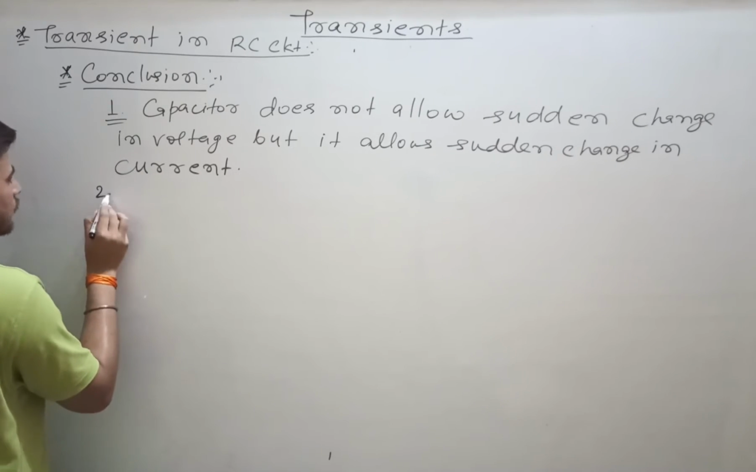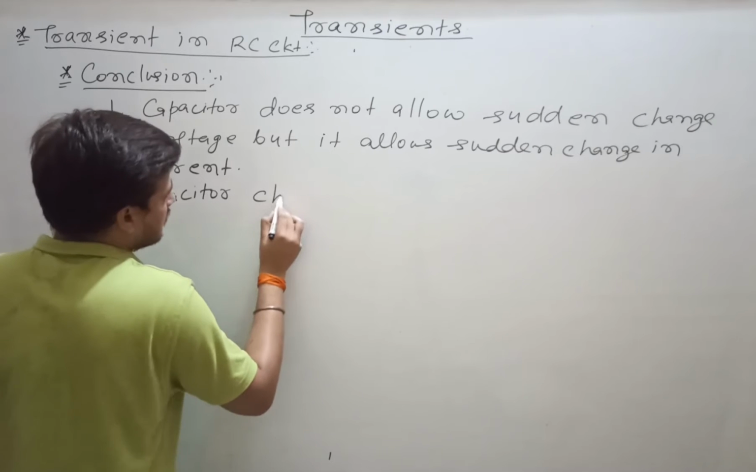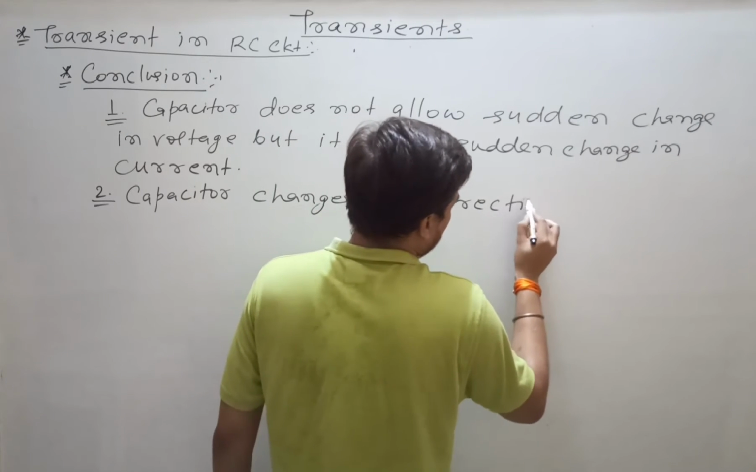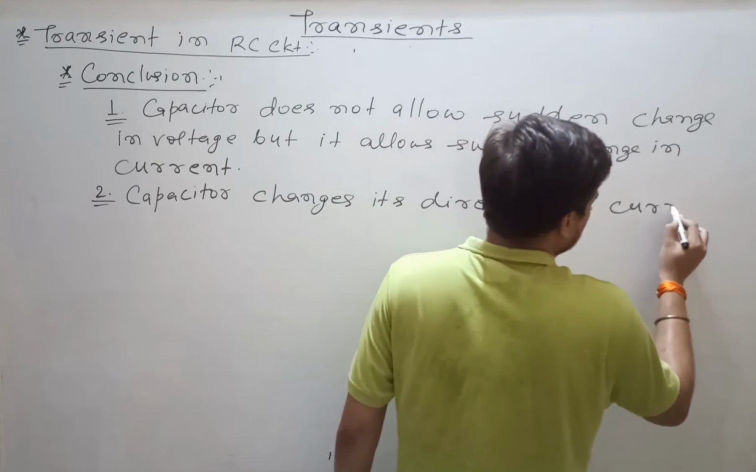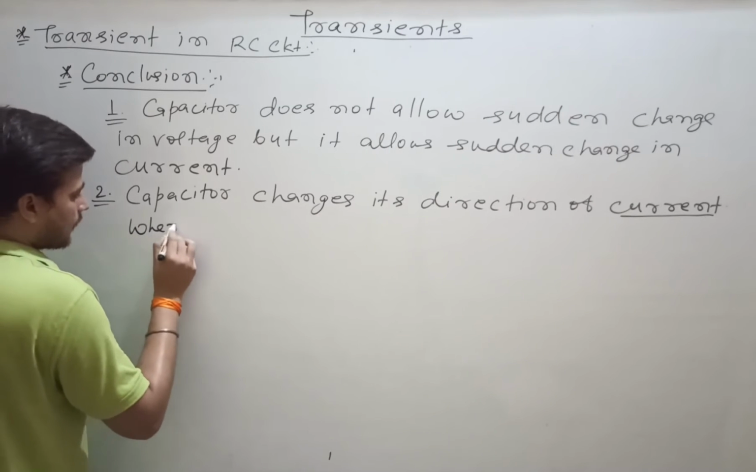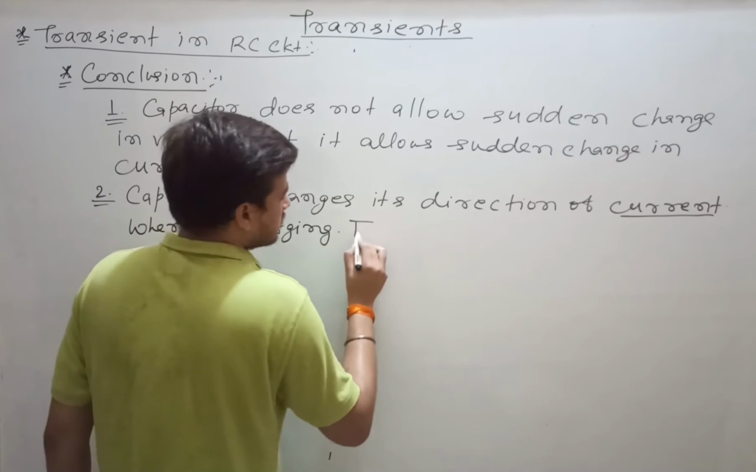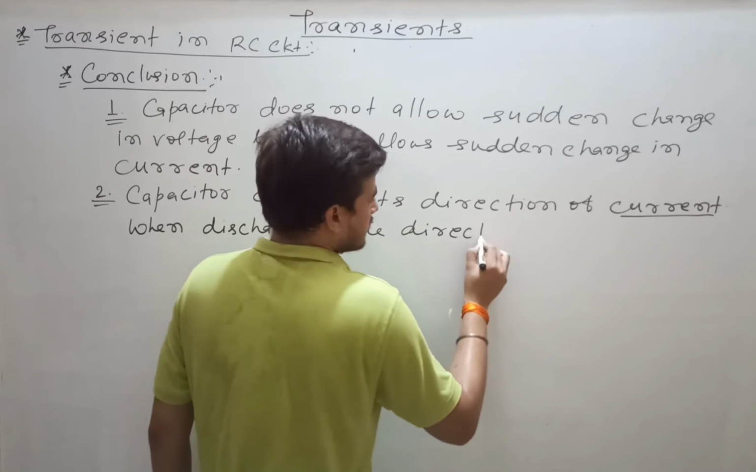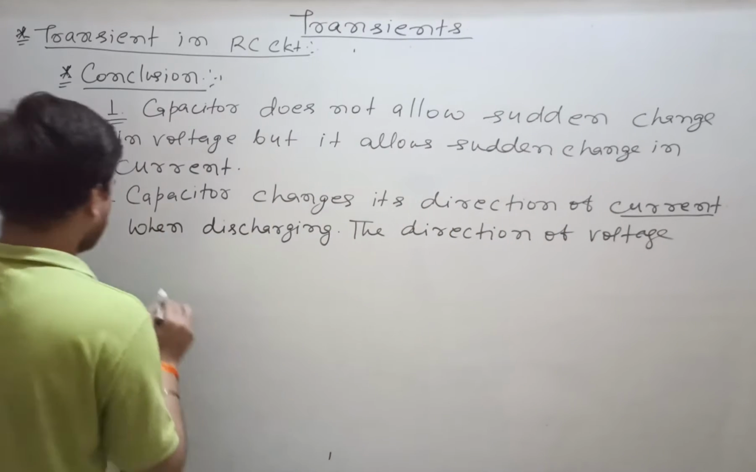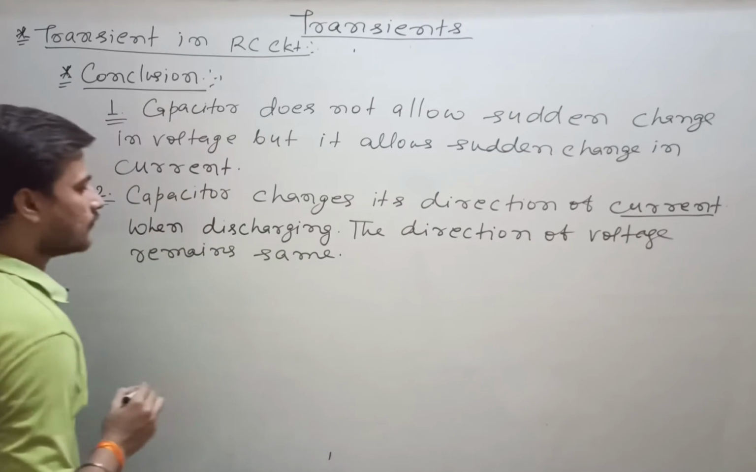Second point, a capacitor changes its direction of current when discharging. The direction of voltage remains same.